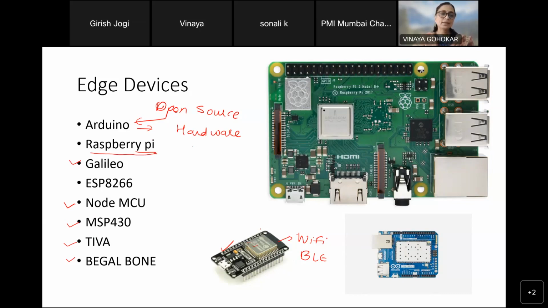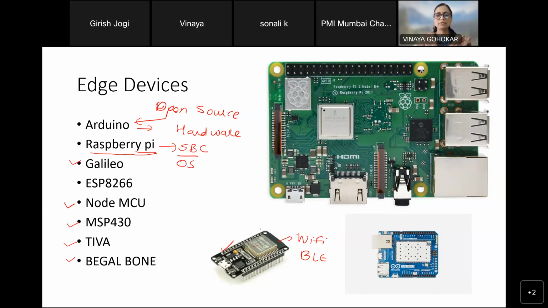Raspberry Pi is slightly different compared to other devices. We can call this a single board computer. So it has its own operating system. You can connect a keyboard, mouse, and a screen so that it becomes a computer. And you can program it and customize it as per your requirement.